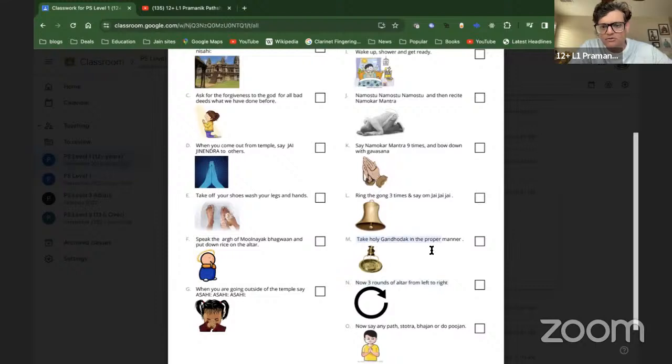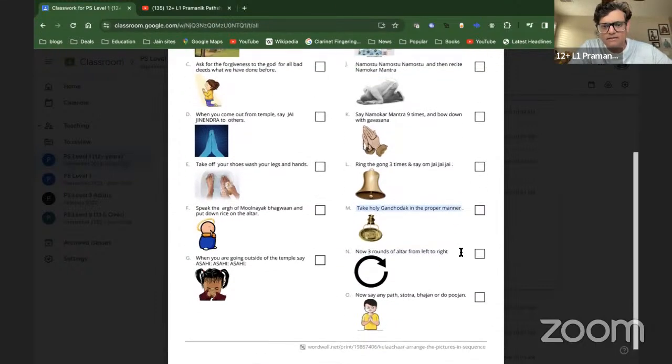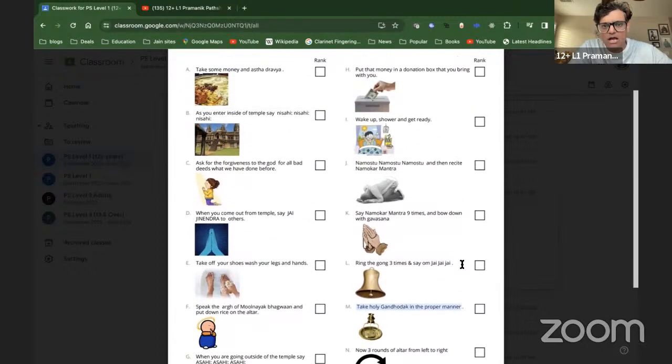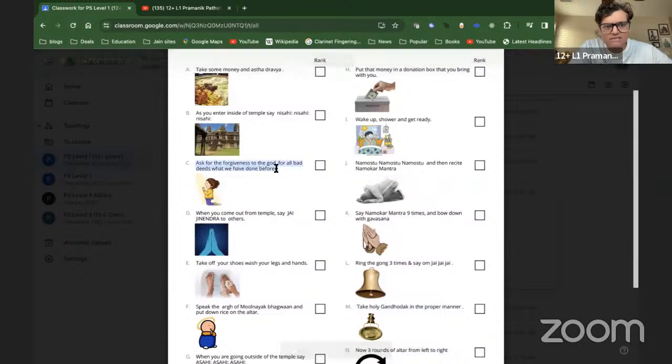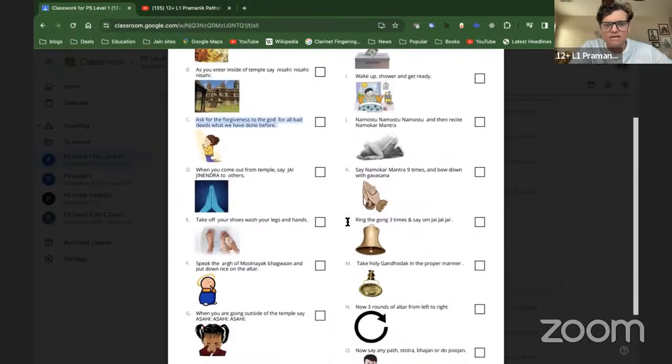Then take holy gandhodak in proper manner, number M, right? Okay, after M, there is number C. Ask for forgiveness to the God for all bad deeds we have done before. So this could go before, parikrama actually.